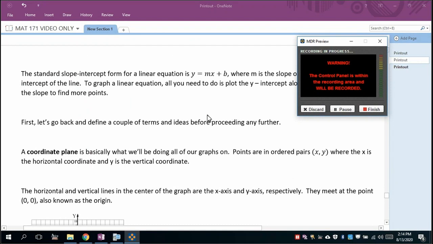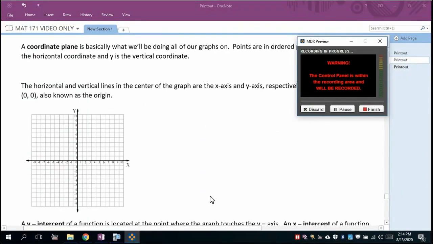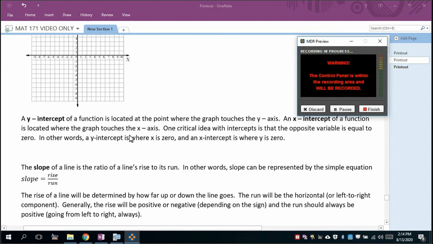Now, this coordinate plane that we have here is what we're going to be doing all of our graphs on. So, the horizontal and vertical lines meet in the center of the graph. They're the x and y axis, and you can see here x and y, and they meet at the coordinate point 0, 0, which happens to also be known as the origin.